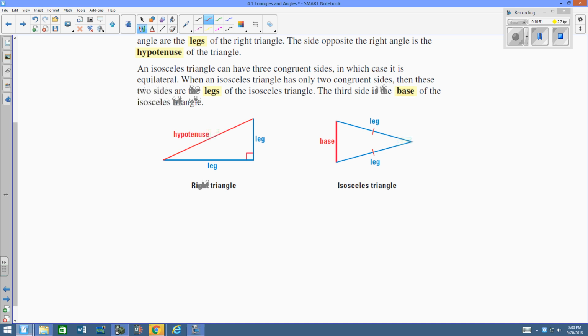When you have a right triangle, the two sides that are touching the right angle are called legs. And the largest side, opposite the 90, is always called the hypotenuse. You might remember that from the Pythagorean theorem: a squared plus b squared equals c squared. The c squared is always the hypotenuse.